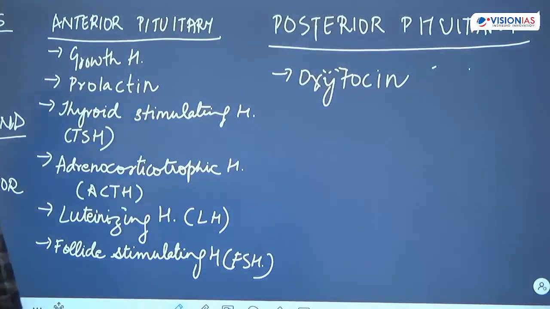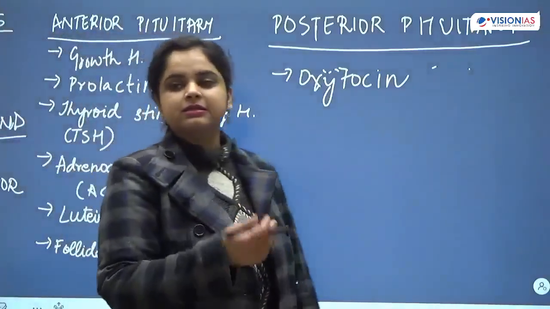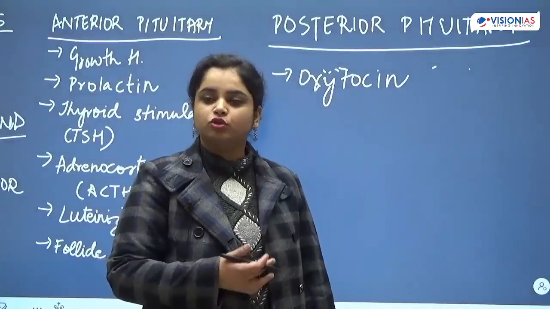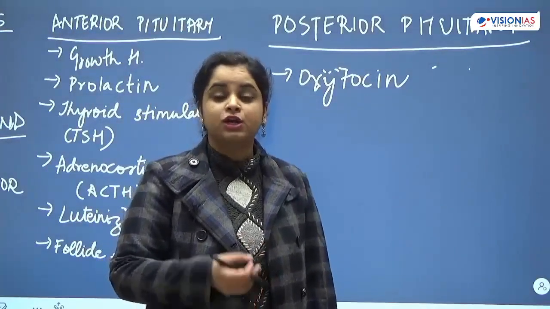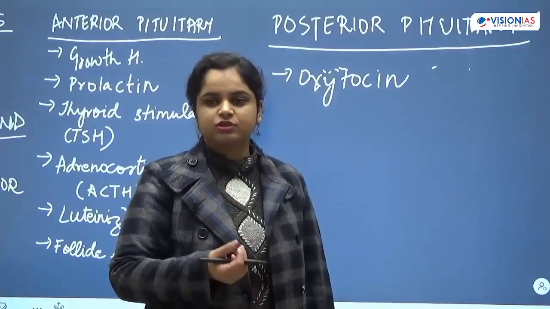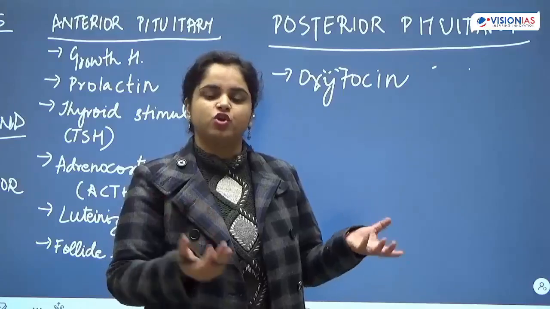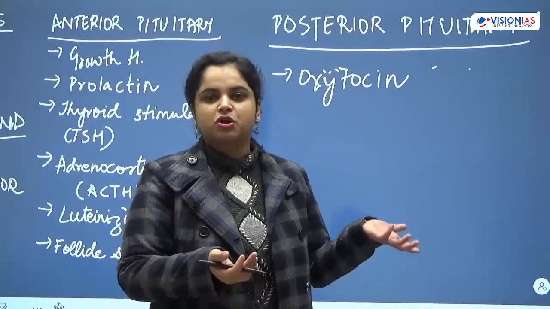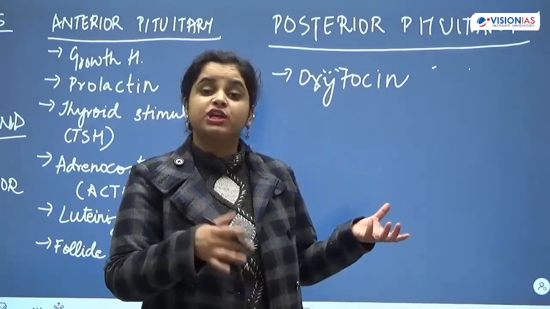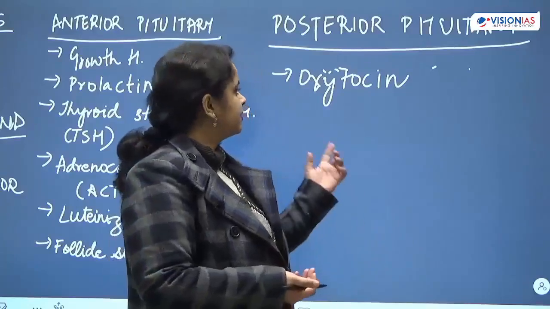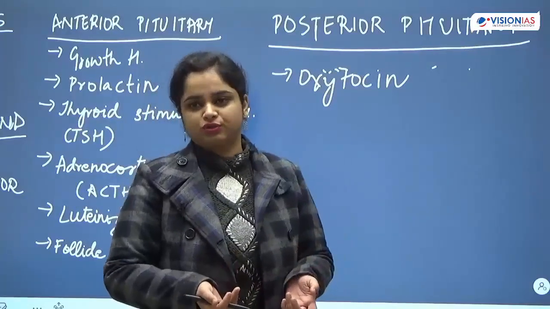Because of its role in childbirth, in certain medical emergencies, we can also give oxytocin from outside to trigger childbirth. Suppose there is a person who is due and cannot actually go into labor. So muscle contraction is not taking place. So to induce labor in that person, there also we can give oxytocin from outside.